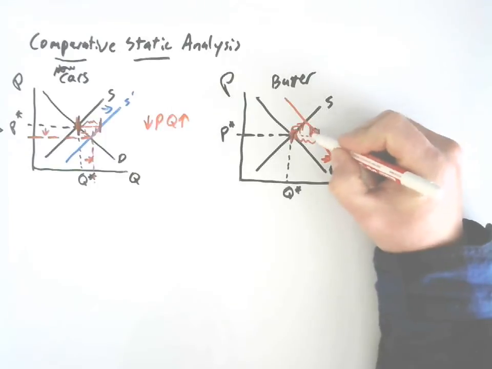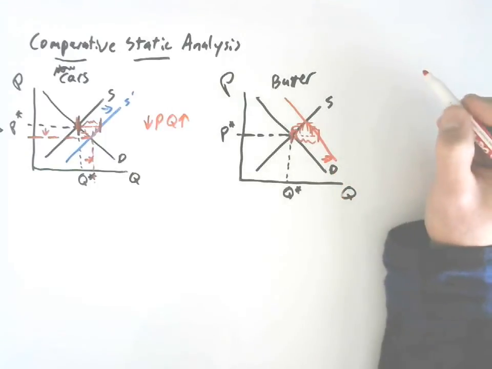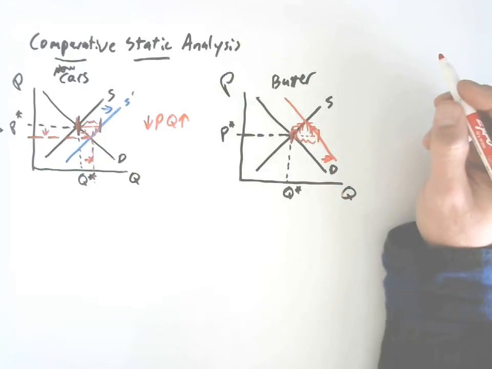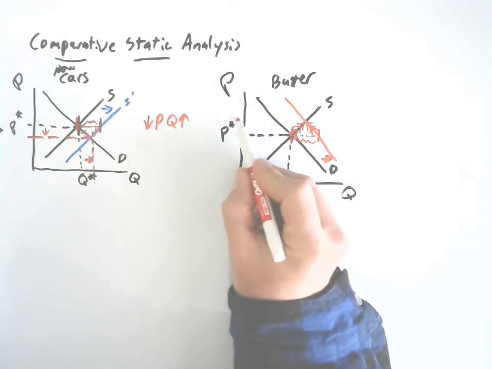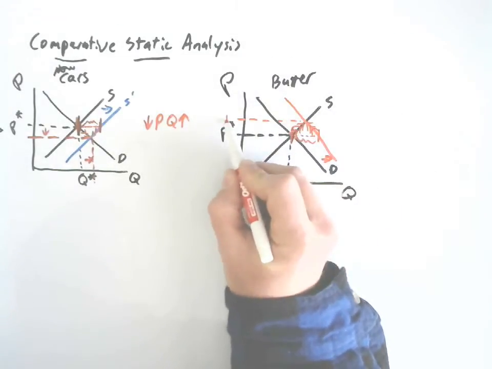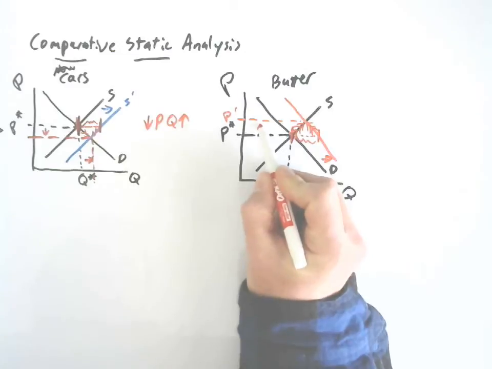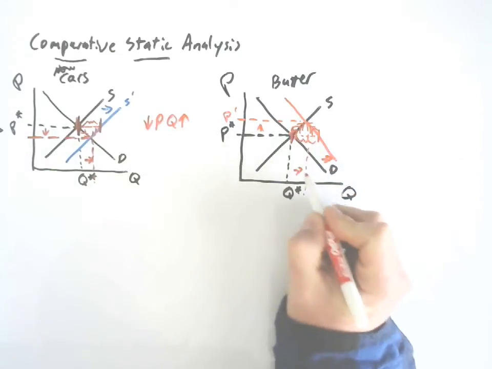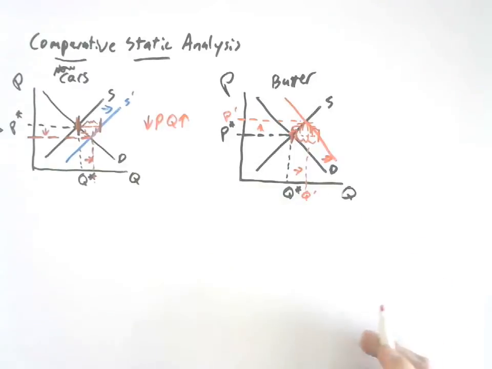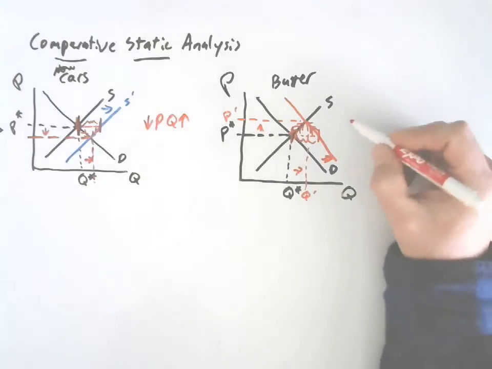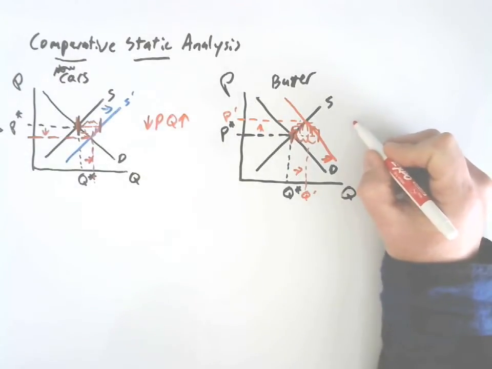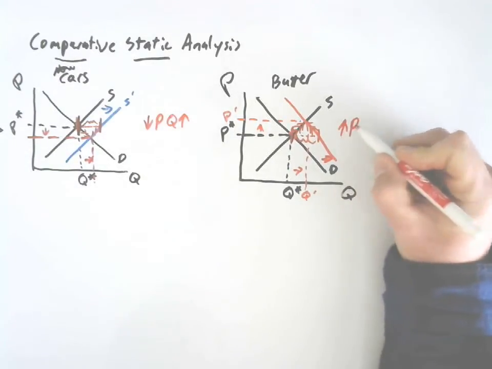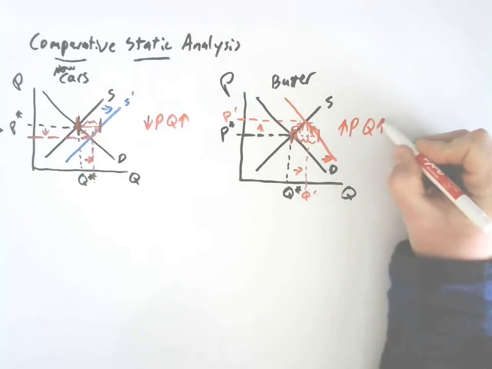They don't want to leave any money on the table, so they raise the price of butter to a higher price, and they increase the amount of butter they put on store shelves, okay, to re-equilibrate the market. So in this case, comparative static analysis would say that prices rose and quantity rose.